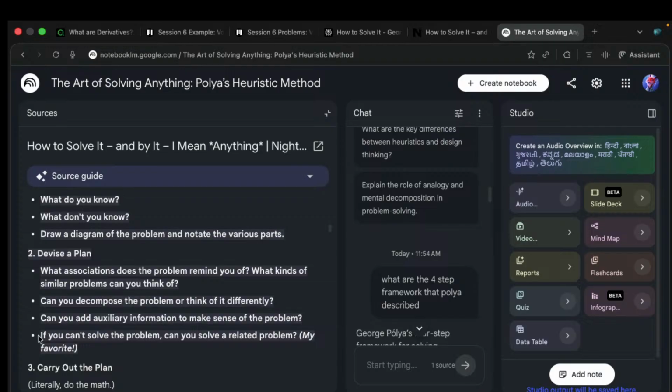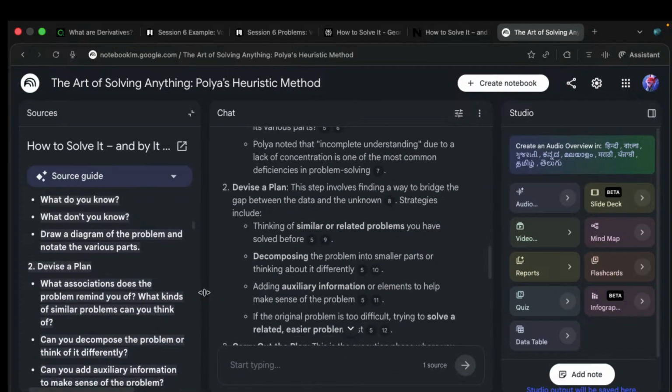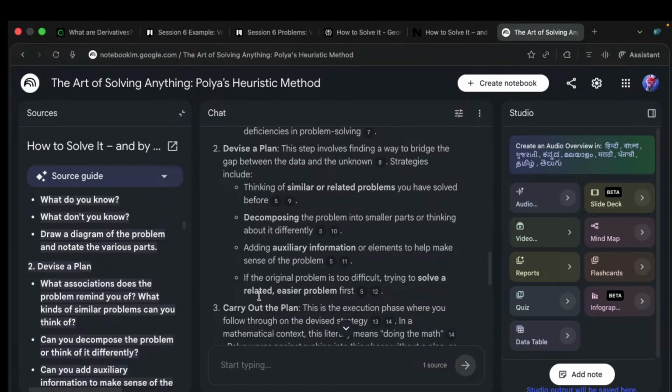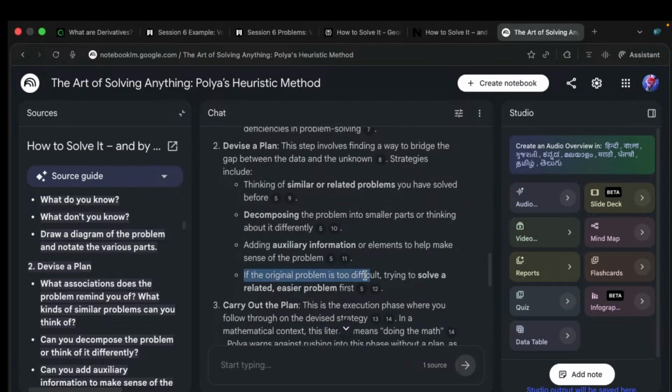If you can solve the problem, can you solve related problems? What does this mean? If the original were too difficult, try solving a related easier problem first. Let's say we have a combinatorics probability applied question. If we can't solve the whole problem, can we solve one part of the combinatorics?